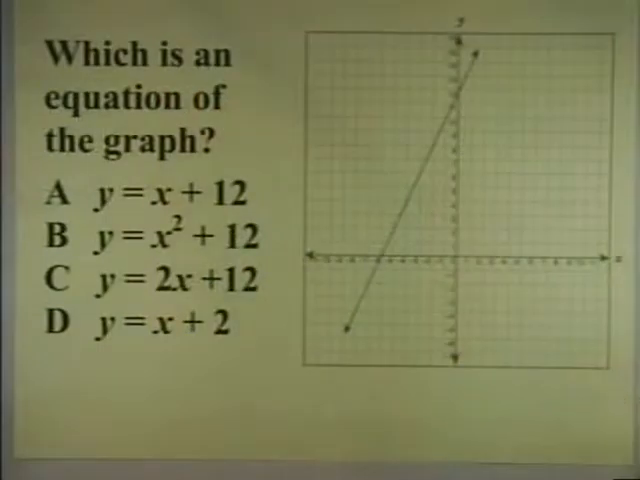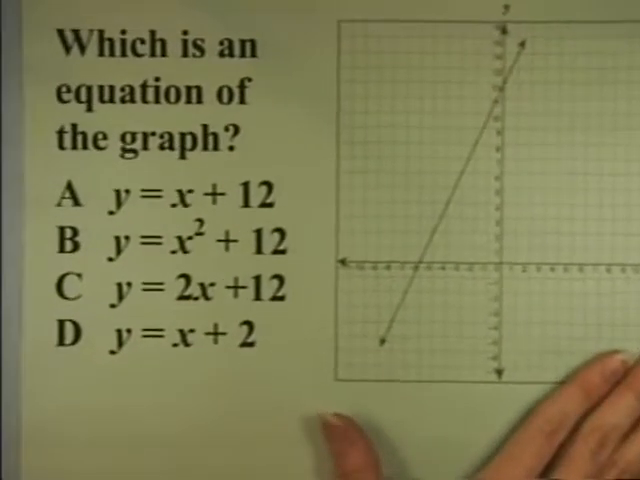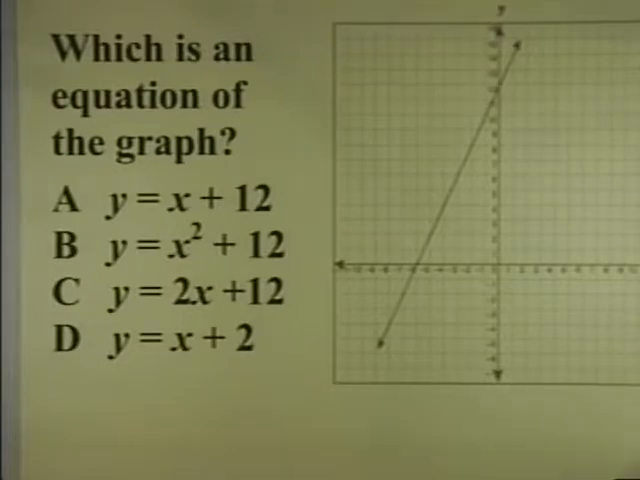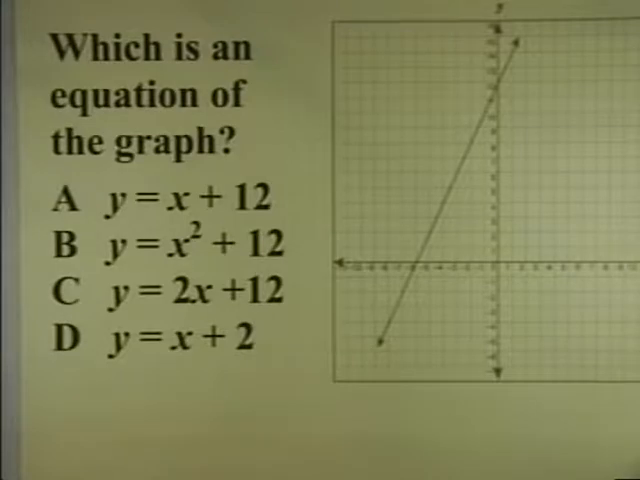Have you done graphing before? Yes. Okay, so you know rise over run? Yeah. Awesome. Okay, let me give you some graphing. Here we go. Which is an equation of the graph? Okay, so this is multiple choice. Can you tell me for sure one of them that we can eliminate because we haven't seen it before? D.